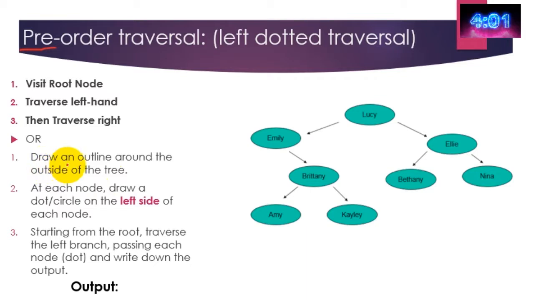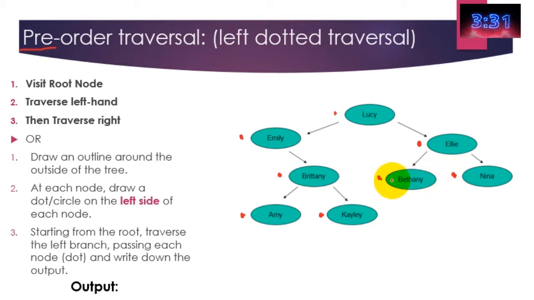If you're not reading it, draw an outline around the outside of the tree. At each node, draw a dot or a circle on the left side of each node. So what happens is you can start by just simply drawing a little circle, or make a block. So draw some circles on the left side of the names of each of these people, or whatever item you have in your tree. And this is called a pre-order. So for pre-order, you always start on the left.